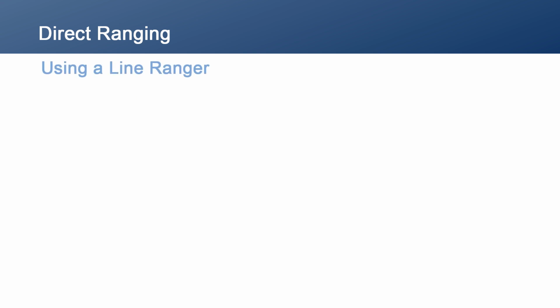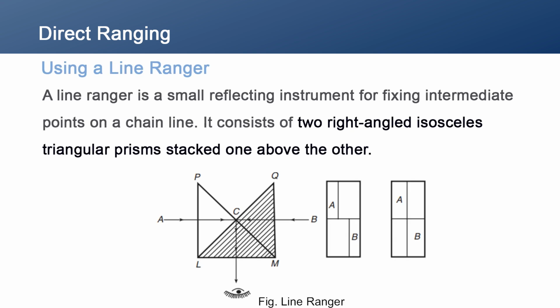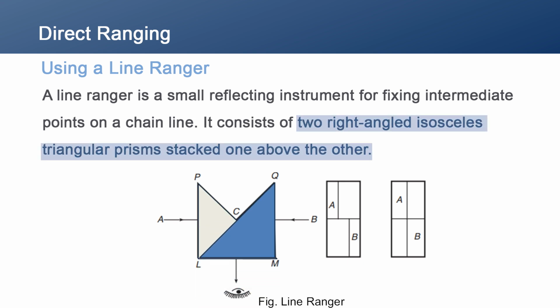Next, using a line ranger. A line ranger is a small reflecting instrument for fixing intermediate points on a chain line. It consists of two right-angled isosceles triangular prisms stacked on top of each other.